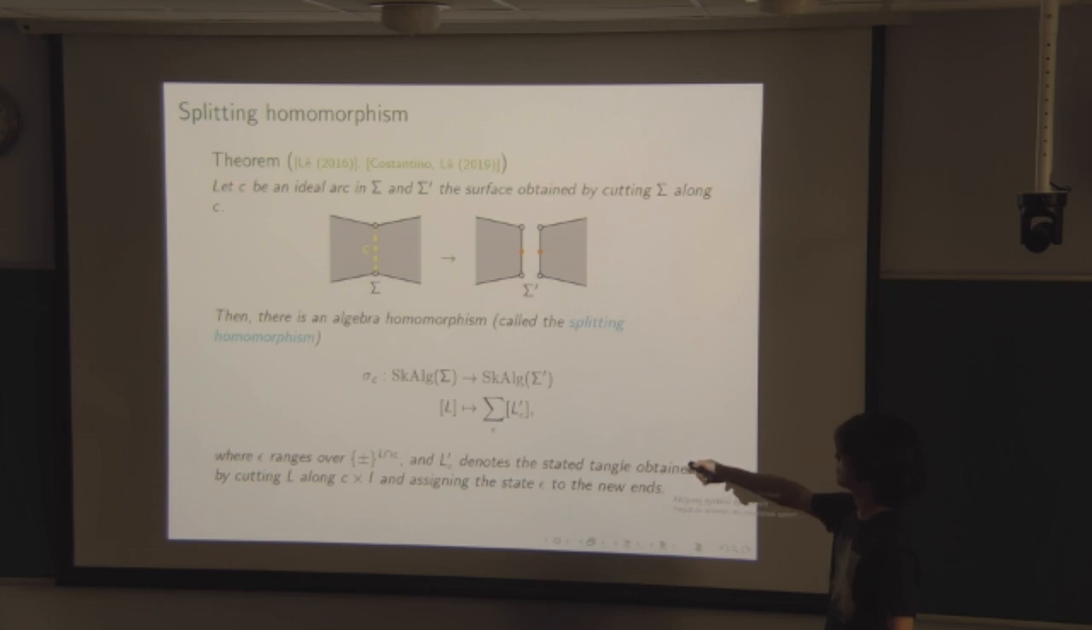So let sigma be an oriented surface whose boundary consists of some unions of intervals. And let C be an ideal arc, meaning it's an arc whose endpoints are both punctures, something like this. And we can cut the surface sigma along this ideal arc, obtain a new surface, sigma prime.